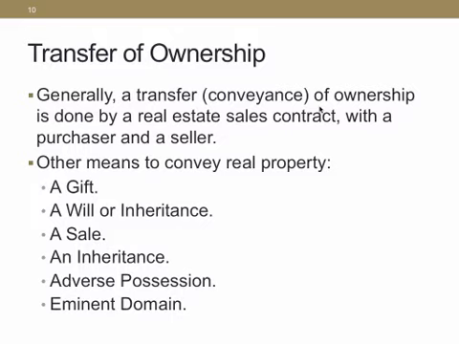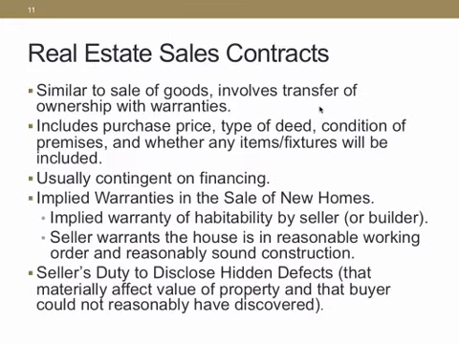Real property can be transferred by conveyance, for example, a real estate sales contract. Other means include gift, will, inheritance, sale, which we'll talk about in more detail, inheritance again, adverse possession, and eminent domain. A real estate contract would be similar to a sale of goods. Instead of personal property, it's real because it includes a transfer of ownership with warranties.